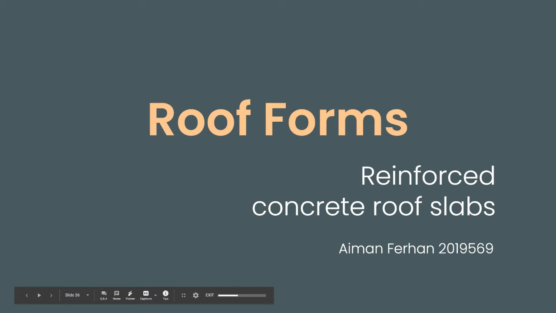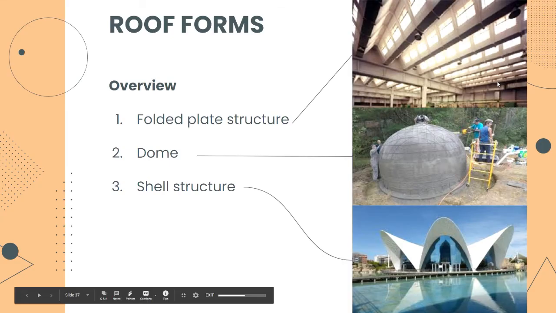Now I'm going to talk about roof forms for reinforced concrete roof slabs. This is my overview. First, we are going to explore folded plate structure, and the second one is dome structure, and the last one finally is shell structure.